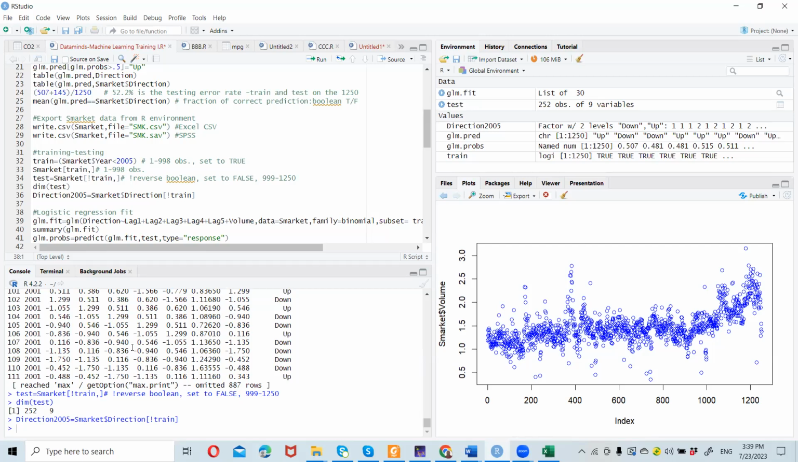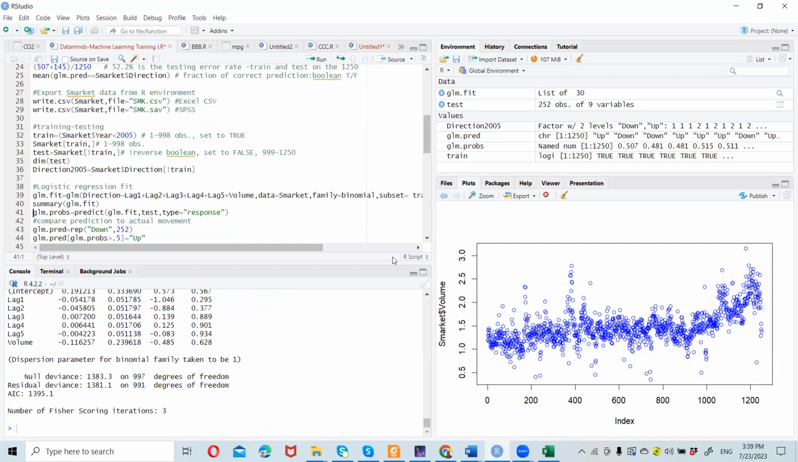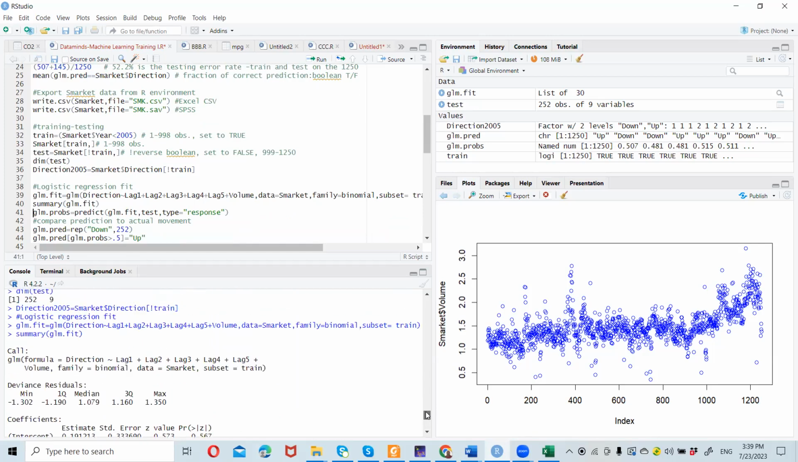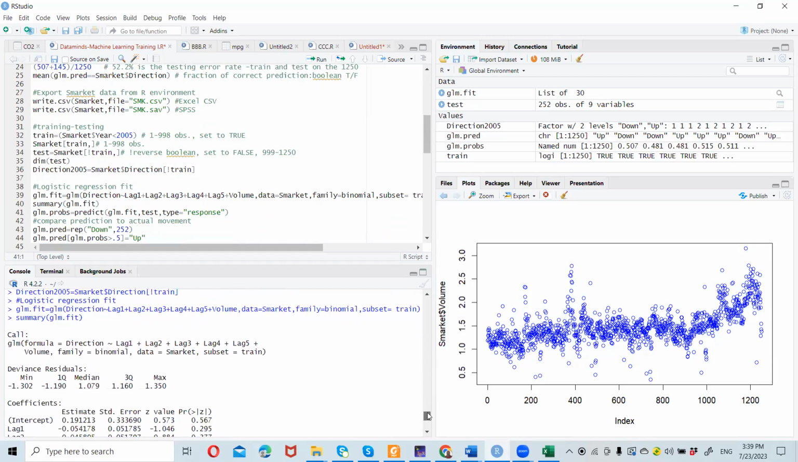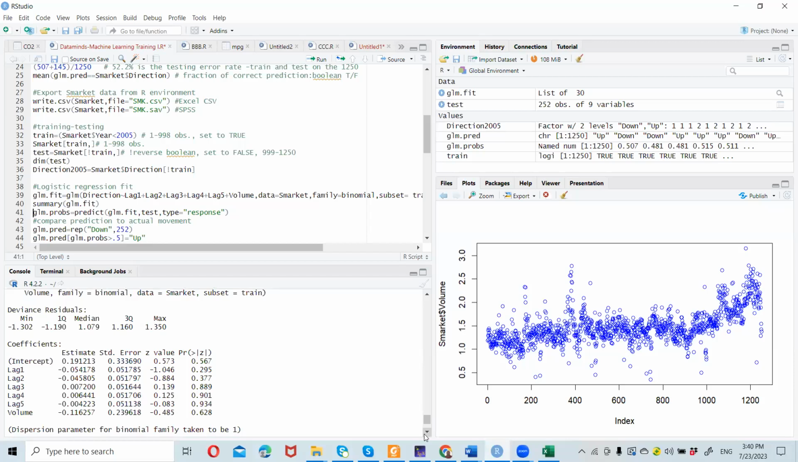Now let's go to the logistic fit. As we did before, there's nothing different from what we did before. The only thing different here is that we are subsetting into the training set that we did before. So line 39 and the summary. I think you've done that already. You can see the summary, and we can see that the p-value is high anyway.